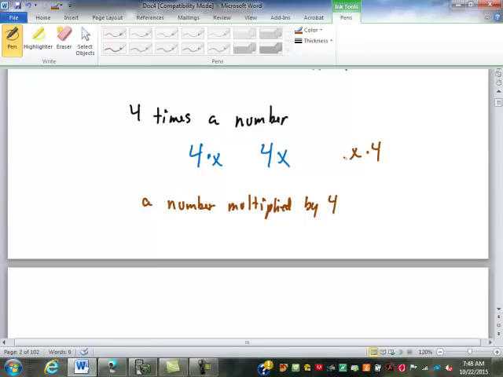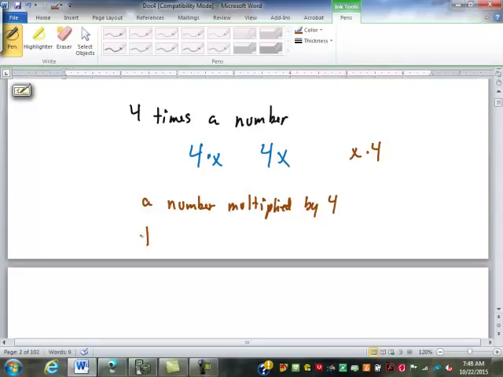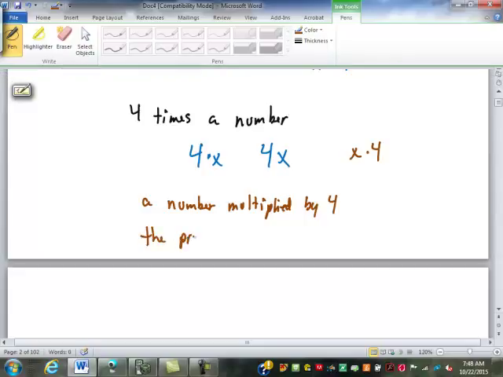Can you think of any others? There you go, the product. Just like sum and difference mean the result of addition and subtraction, respectively, the product is the result of multiplication: the product of 4 and a number. Similar to saying the product of a number and 4. Any others you can think of?